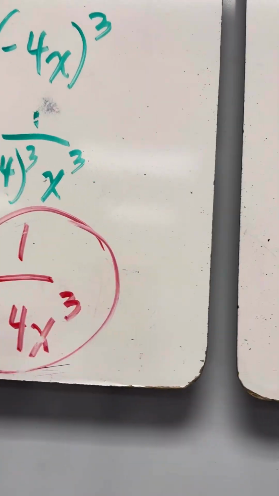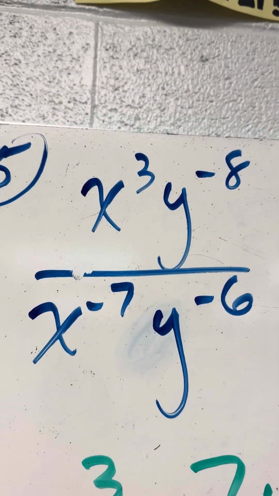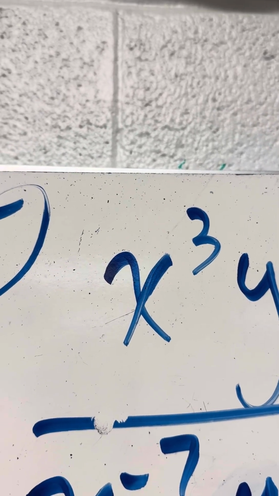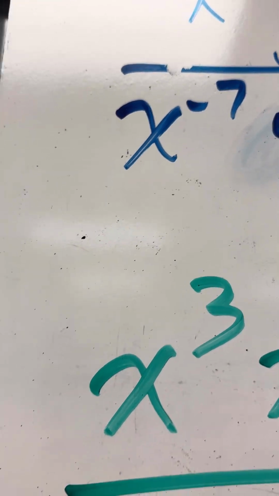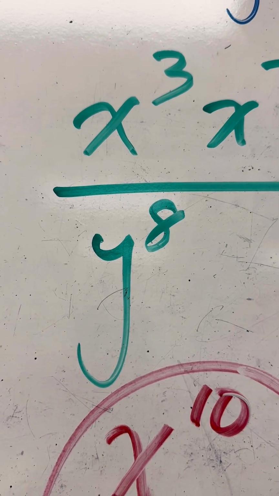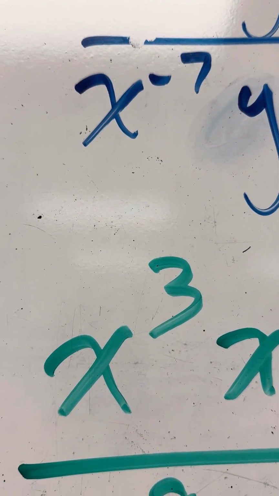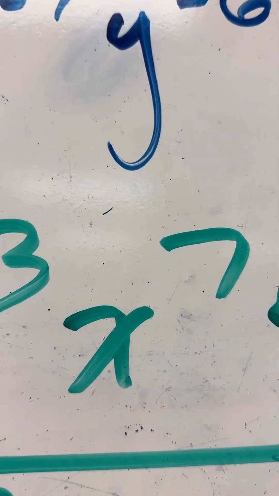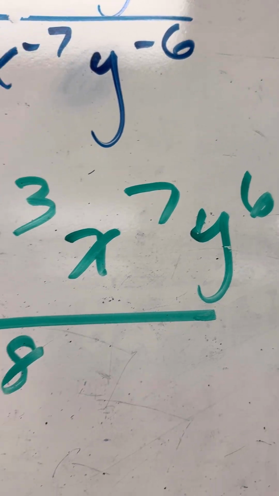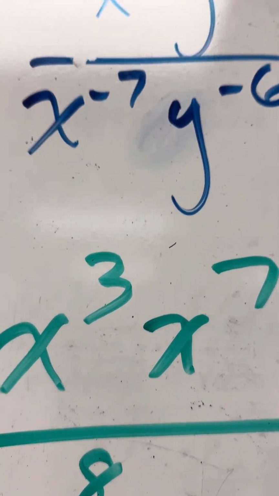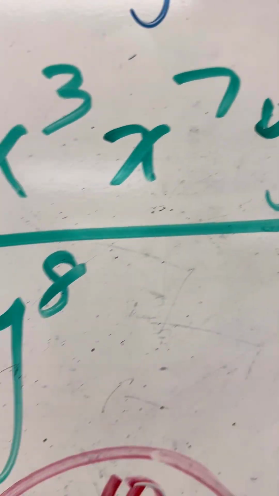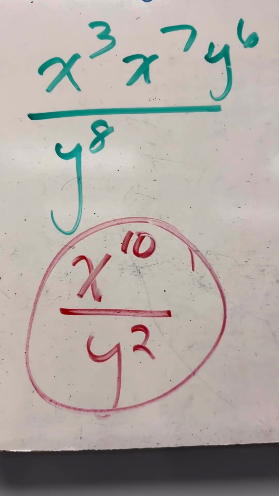Okay? So here, all we're going to do is make the exponents positive. This x to the 3rd, we leave it alone because it's already positive. So that's x to the 3rd. But y to the negative 8, we move that to the bottom, y to the 8th. X to the negative 7th on the bottom, we move to the top and make x to the 7th. Y to the negative 6 on the bottom, we move to the top and make y to the 6th. So now what's x to the 3rd times x to the 7th? That's x to the 10th. And then y to the 6th over y to the 8th leaves me with y to the 2nd on the bottom.